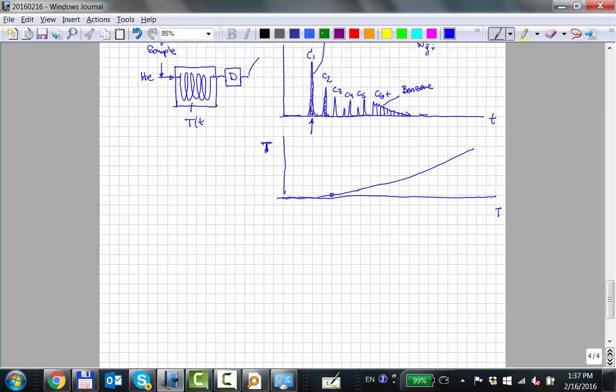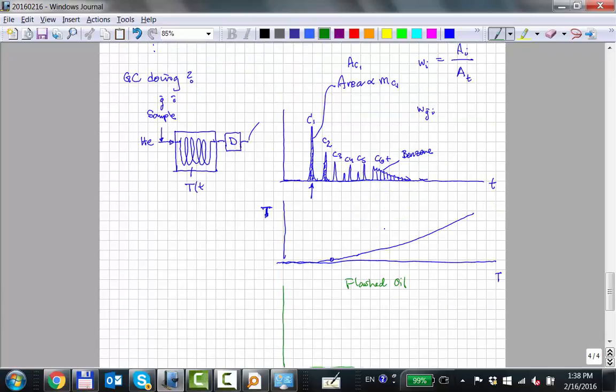Now, I'll do it in green here. I'm not sure why, but we do it in green. Now we're going to do the flashed oil. Yeah, this is the response. I don't know. The detector response.